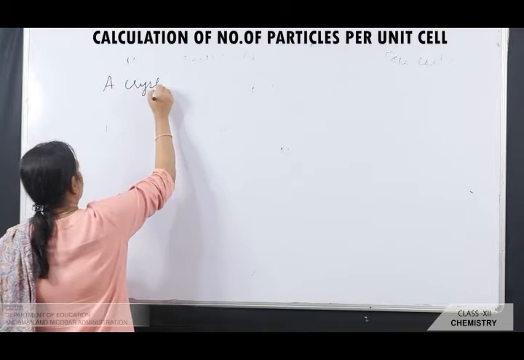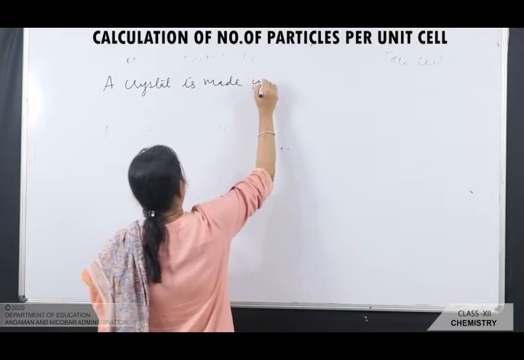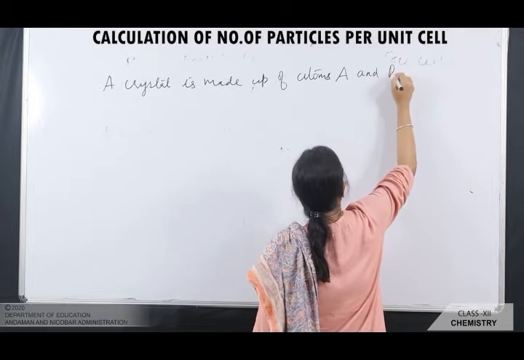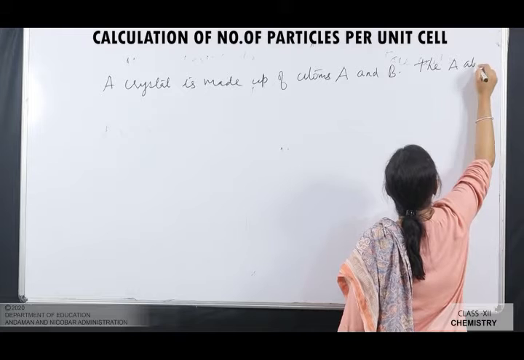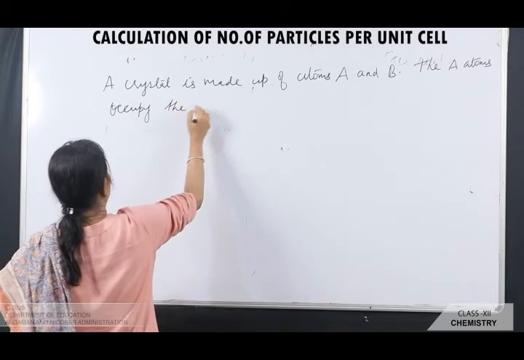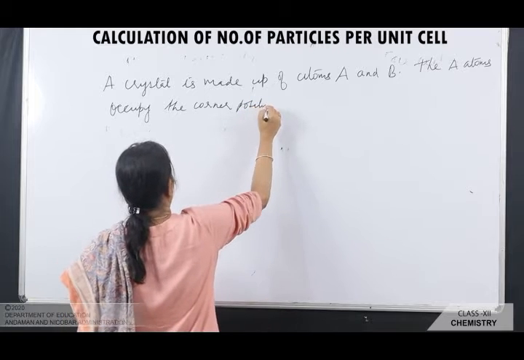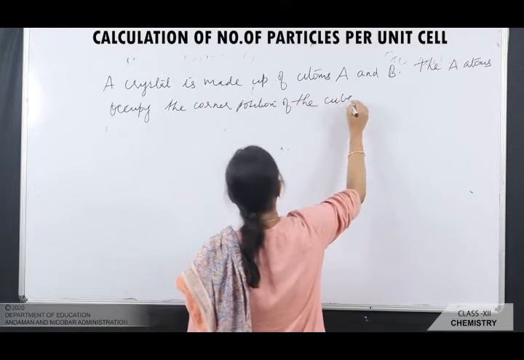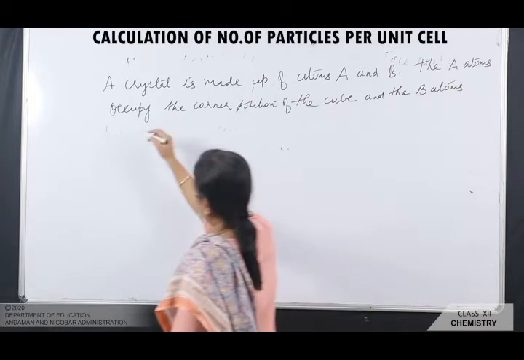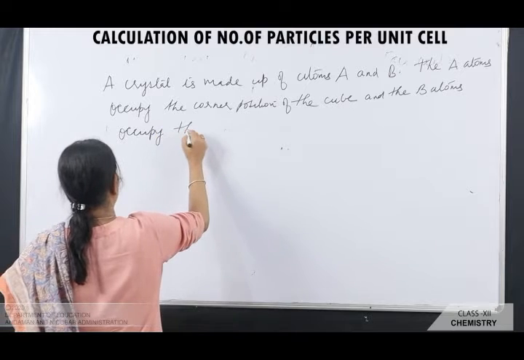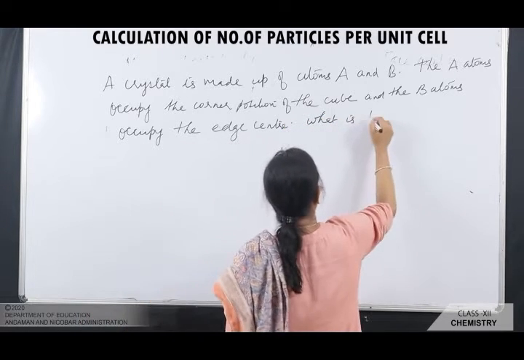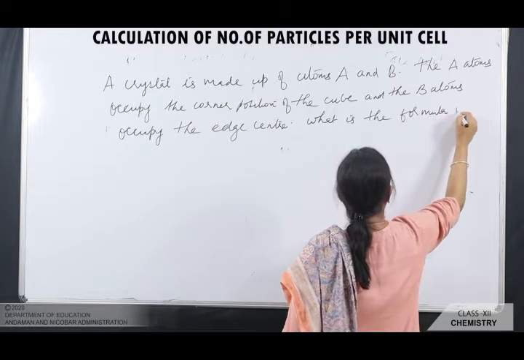A crystal is made up of atoms A and B. The A atoms occupy the corner position of the cube, and the B atoms occupy the edge center. What is the formula of the solid?